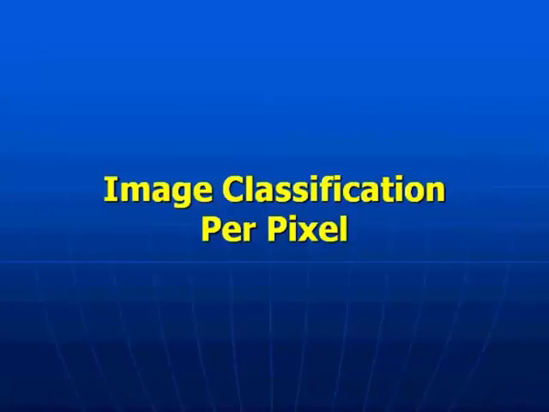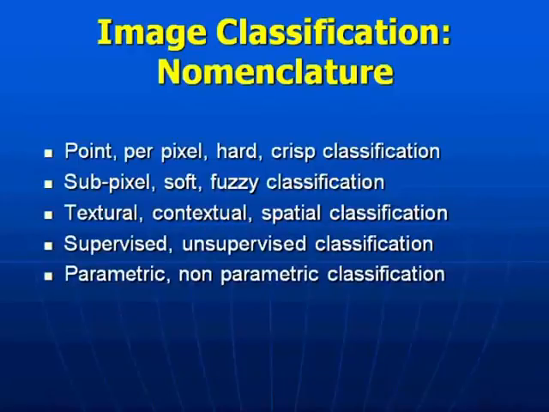It could be all the bands, or it could be the reduced data set which may come via feature extraction or feature selection. Now when I look at the image classification nomenclature, I can see several kinds of classifications there, but let me divide that in some way. For example, I can have 3 different scenarios. First one, point per pixel hard or crisp classification. That means 1 pixel is allocated to one class.